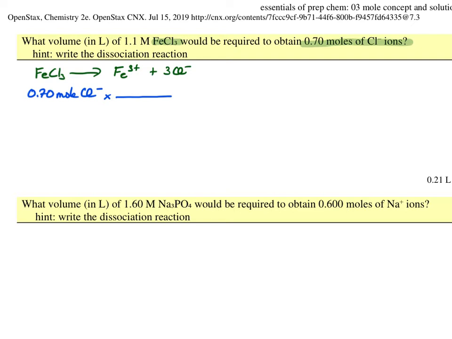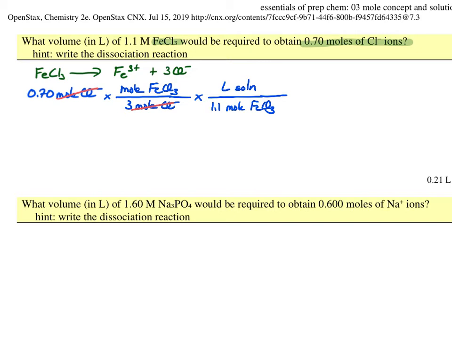So every unit of iron 3 chloride is going to give us 3 units of chloride ion. This allows us to cancel out units of chloride ion and know how many moles of iron 3 chloride we need to obtain. Now we can use our molarity as a conversion factor because we know 1.1 moles of iron 3 chloride is equivalent to a liter of solution.